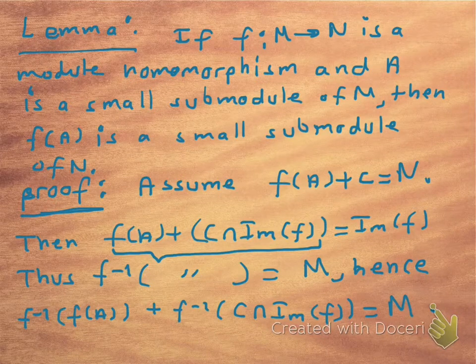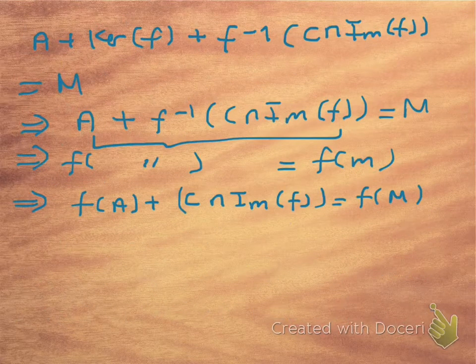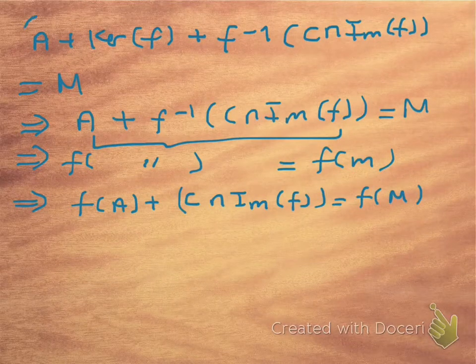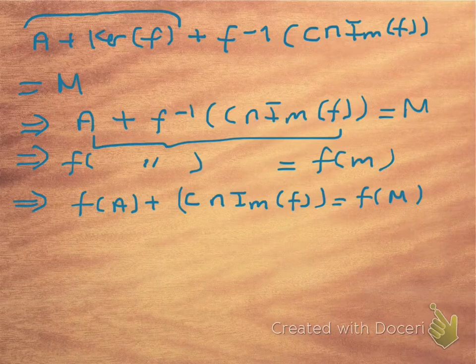Well, the last line can be paraphrased by saying that A plus kernel F. So where do I get this? This is F inverse of F of A. So A plus kernel F plus the whole thing, which I took without changing it, F inverse of C intersect image of F, that's equal to M.